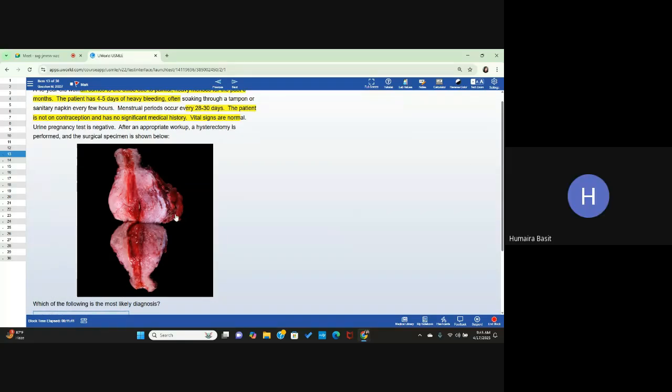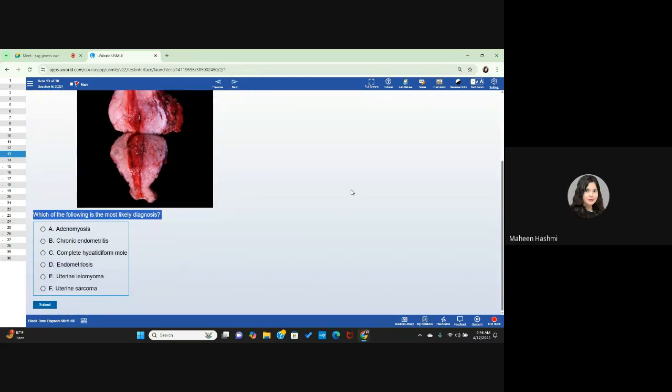Adenomyosis. Why do you think it's adenomyosis? Because it's a significant enlargement of the uterus. Heavy bleeding. Taking the myometrium due to endometrial tissue migration down there. Bleeding. All right, okay. Yeah. Very good.